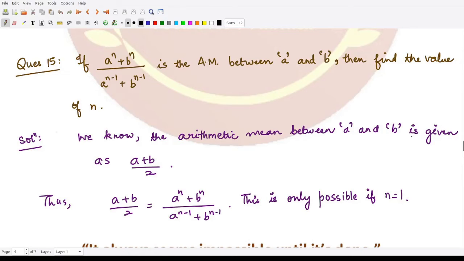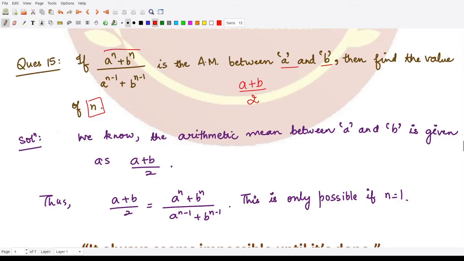In this video we shall be looking at question number 15 from exercise 9.2. The question is: if (a^n + b^n) divided by (a^(n-1) + b^(n-1)) is given to be the arithmetic mean between a and b, then we need to find the value of n. We already know the arithmetic mean between two numbers a and b is given by (a + b) divided by 2.